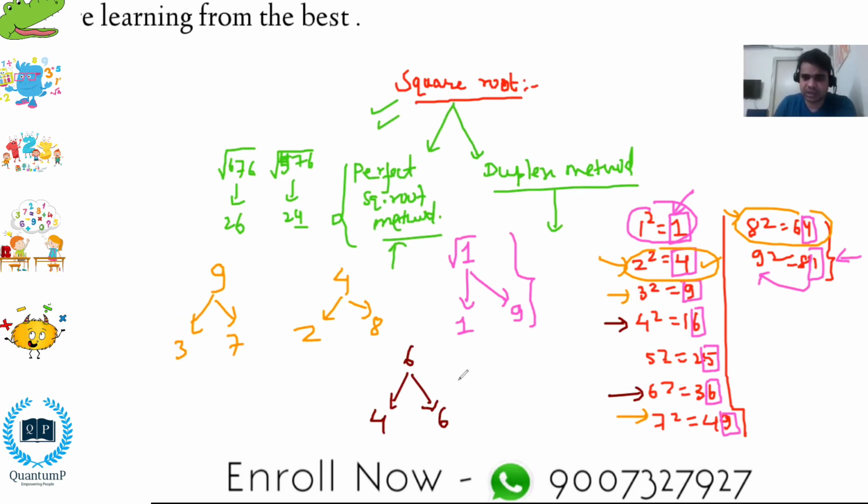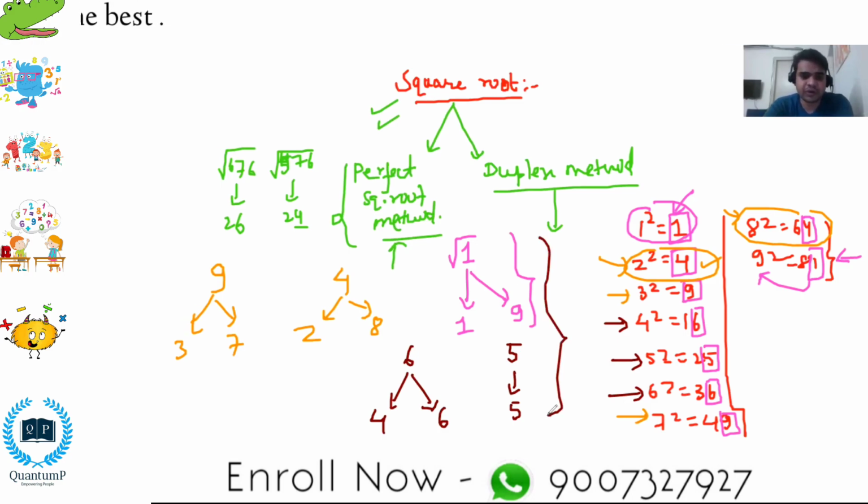Next we will see 5. If the last digit is 5, then the root ends in 5. Now what is left? 9 is done. Almost all done. So these things I'm going to use for doing the sums.